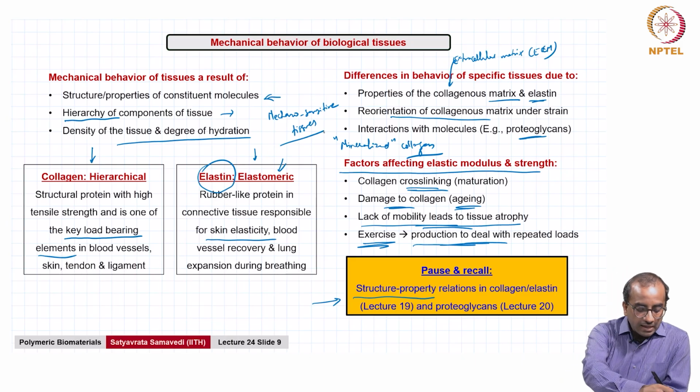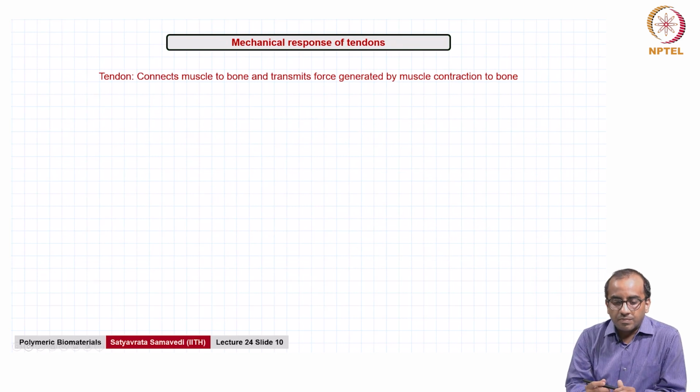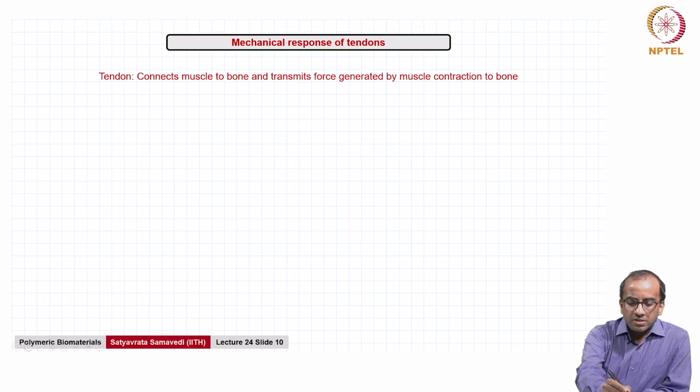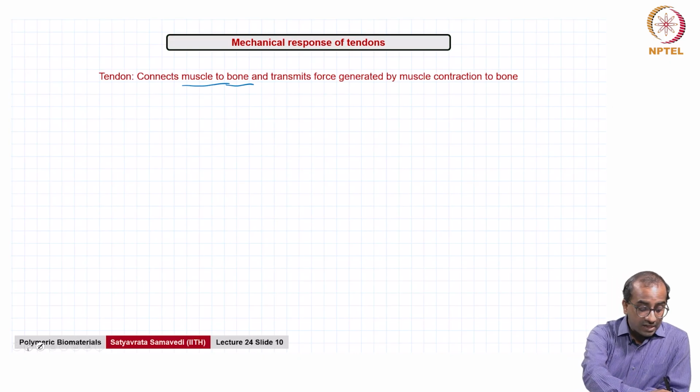So now we will look very briefly at the example of tendons and the mechanical response. Tendons are essentially tissues that connect muscle to bone and help effectively transfer the force generated by muscle contraction to the bone, right? That's what tendons do. There are a whole host of tendons in the body, and they take up different names based on their location, etc. Our interest here is the mechanical properties, or viscoelastic aspects of tendon testing.